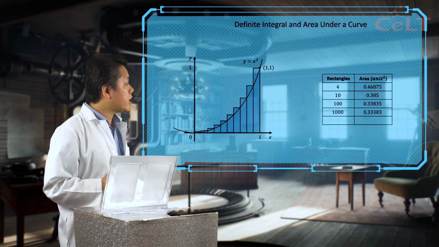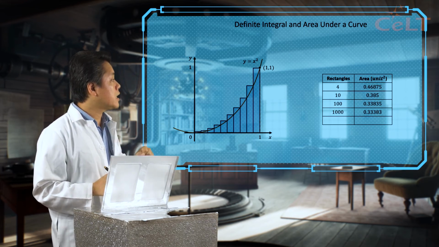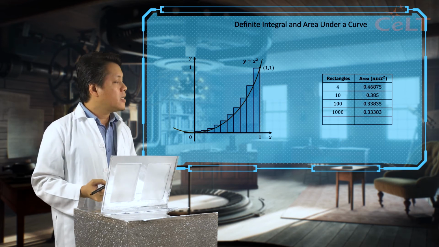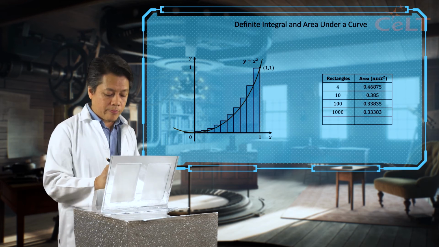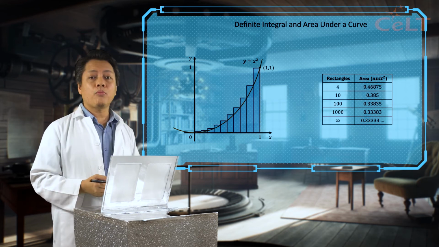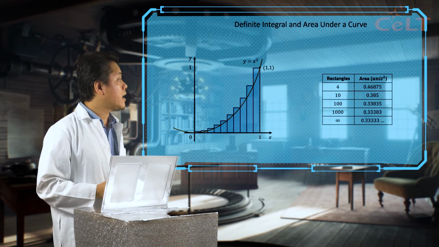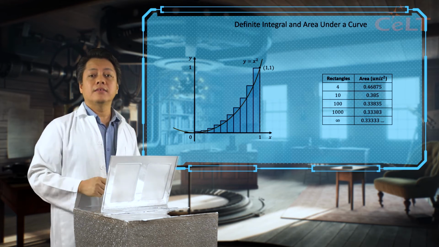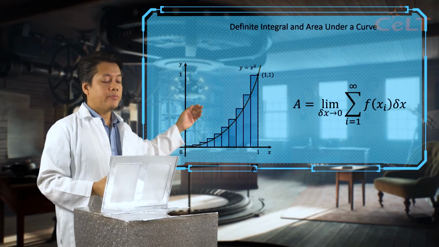So on the screen right now is an estimated total area with 1,000 rectangles. It seems like the number is converging to a familiar value. So if we put an infinite number of rectangles, then the answer will be 0.3333 endlessly, or in fractional format it is 1/3, and that is the right answer for the area under the curve. In mathematical form, we can write the summation of an infinite number of rectangles to be like this.